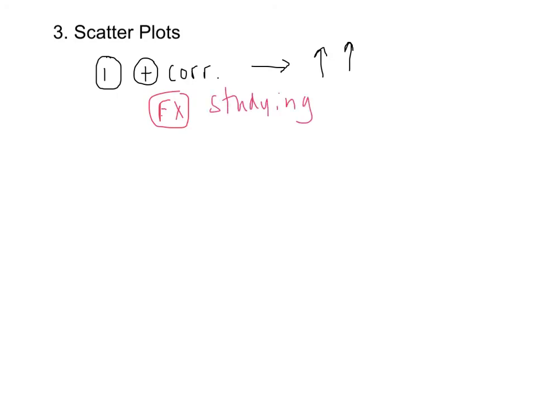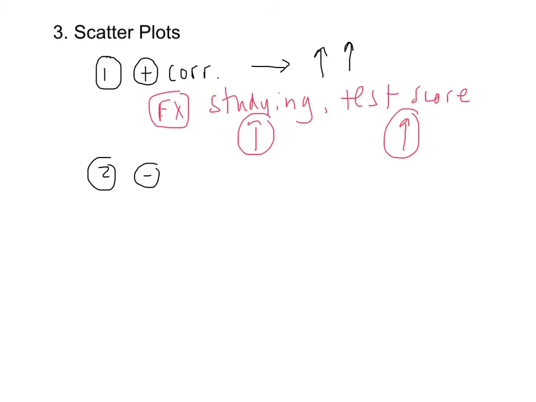So that could be measured in hours, minutes, and your test score or quiz score. So as you increase the time of studying, hopefully you'll see your test score is increasing as well. So we have two arrows going up, which would mean there's a positive correlation between the two.